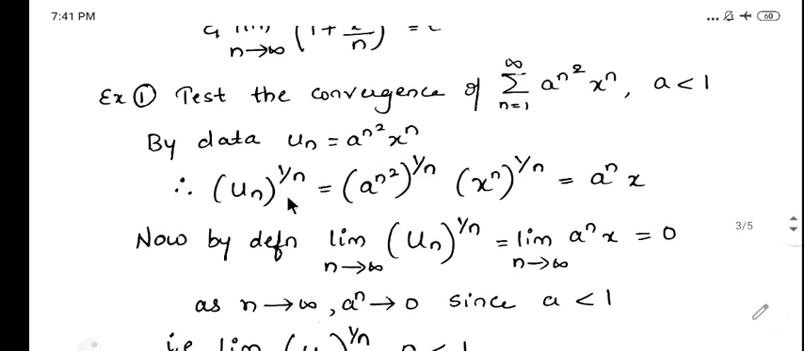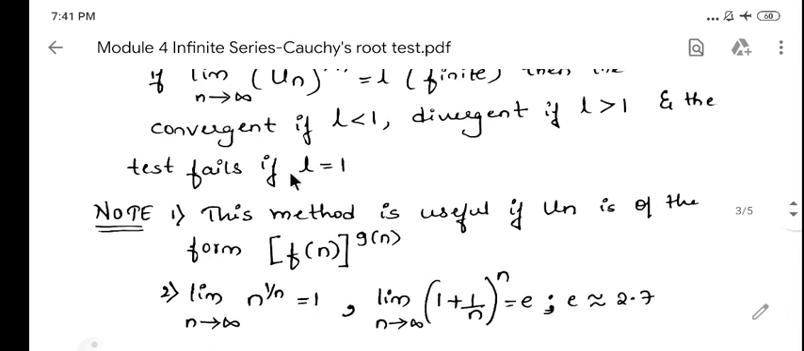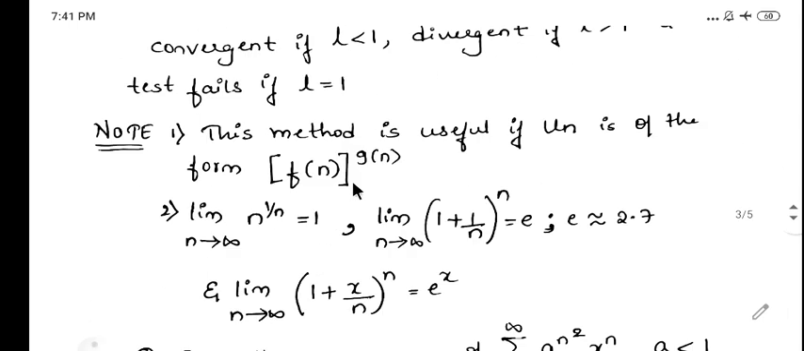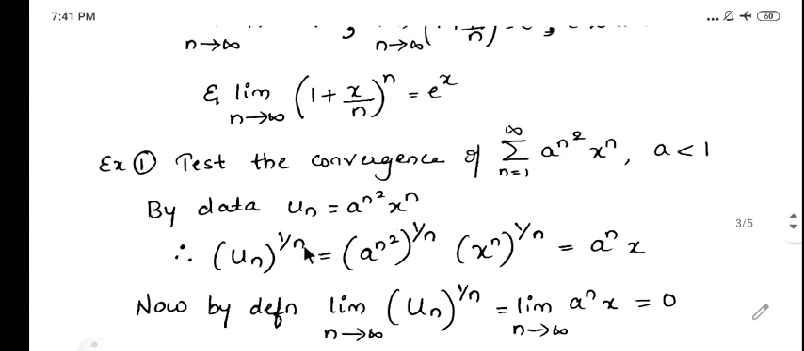Now, according to the definition, I have to find un to the power 1 by n. After writing un to the power 1 by n, please simplify it. I am going to get the answer a to the power n into x.